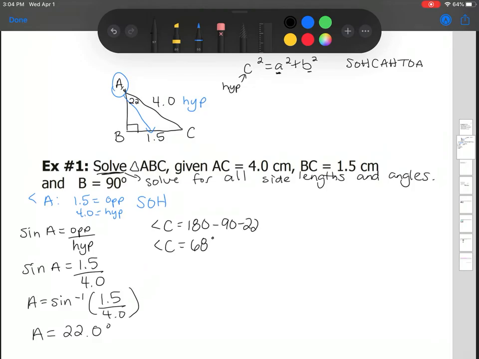You could have also used cos, right? Because the adjacent side is 1.5. You could have used cos C and done it that way as well. But it doesn't really matter.